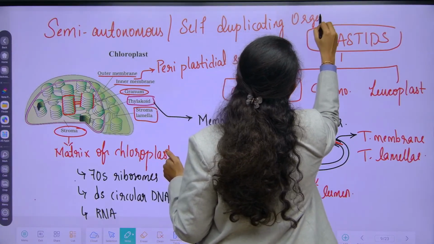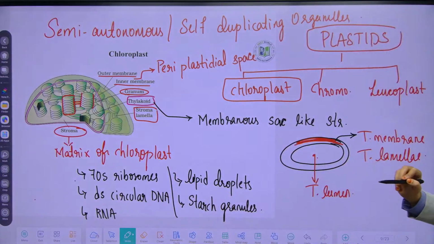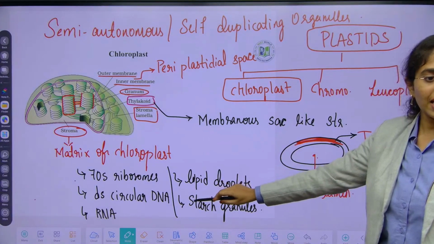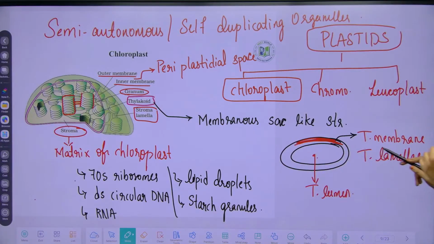And these three features you remember, right? What are the similarities with prokaryotes? 70S ribosomes, double stranded circular DNA, binary fission. These three are the similarities with it.